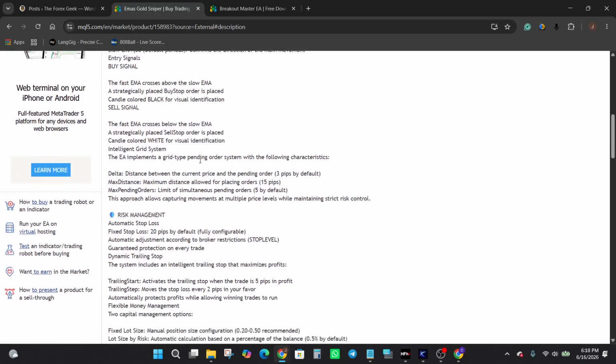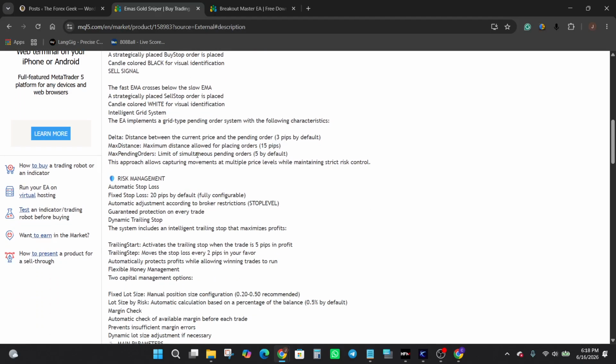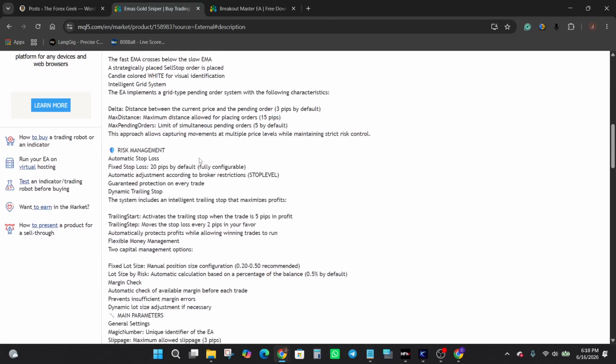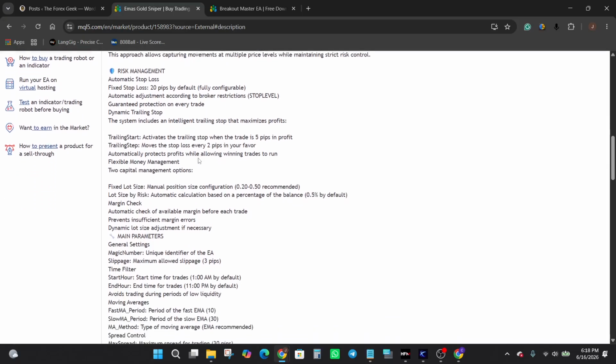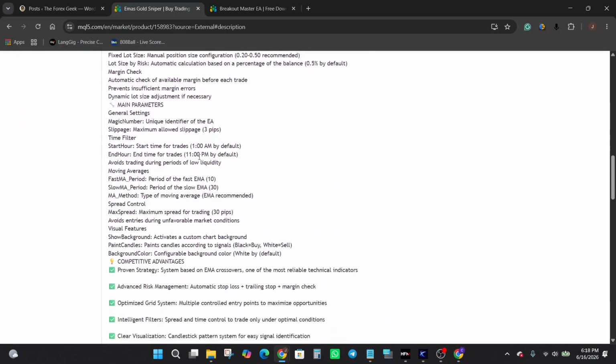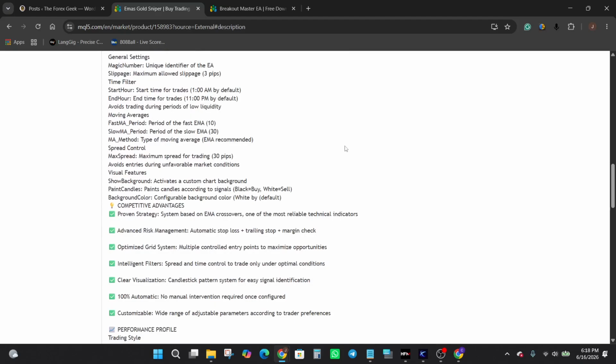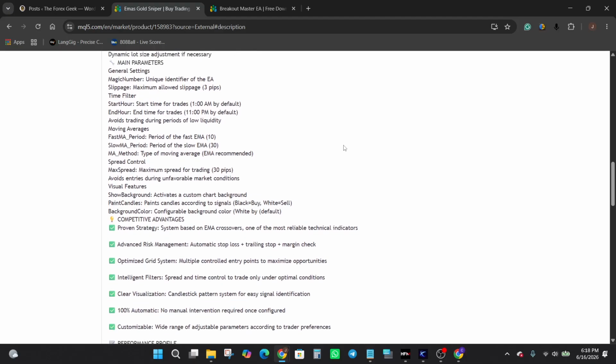Now, speaking of risk management, the EA includes a fixed stop loss that is fully configurable, as well as a dynamic trailing stop system. The trailing stop activates once a position reaches a predefined profit threshold and then adjusts as price continues moving in favor of the trade. The EA also includes margin checks and optional risk-based lot sizing. Additional controls include trading hour filters, spread filters, moving average settings, slippage limits, and visual chart features such as signal-based candle coloring and custom backgrounds.